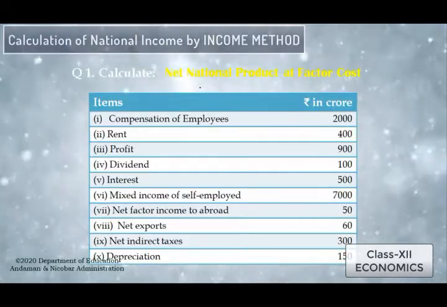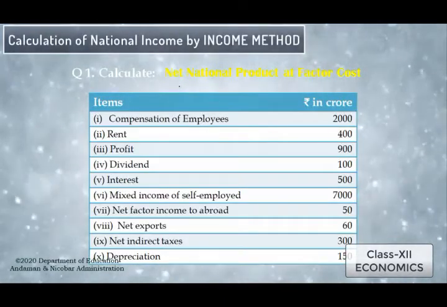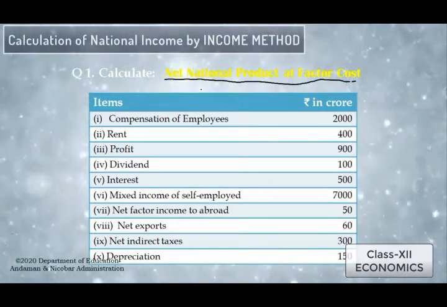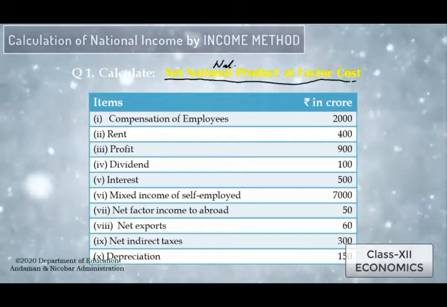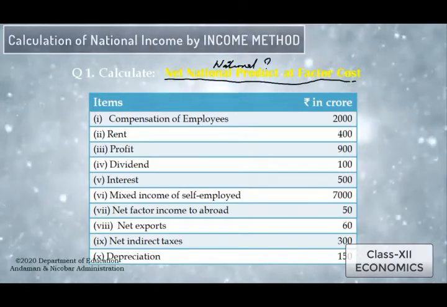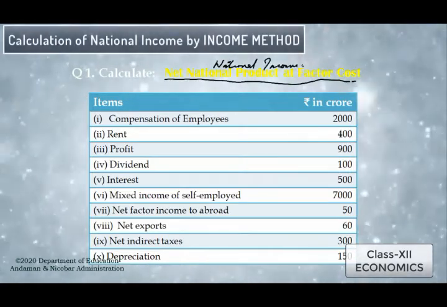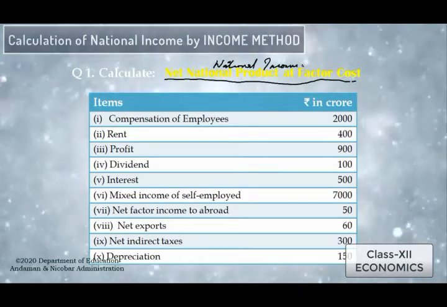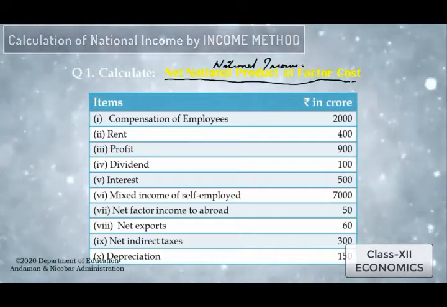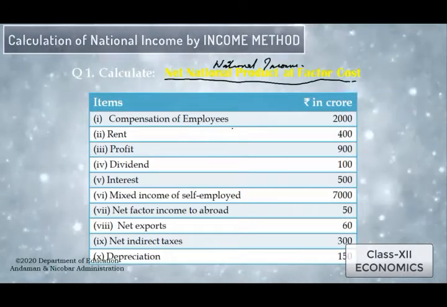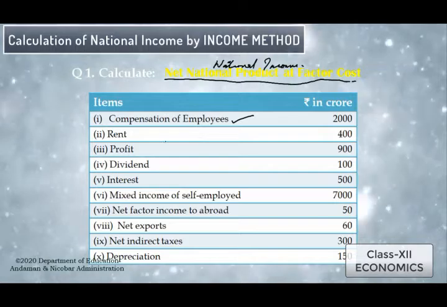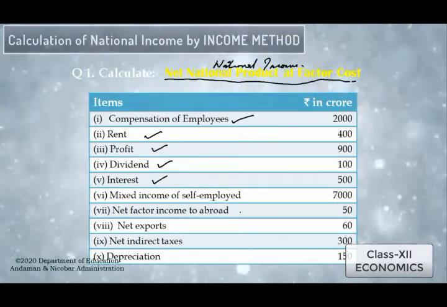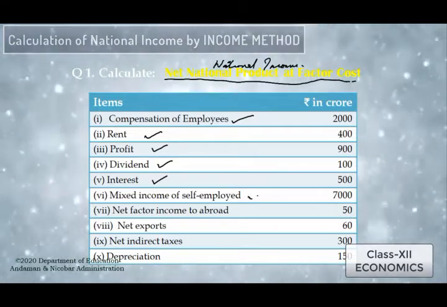Okay students, look at the question. In this question we need to find out the value of net national product at factor cost, that is the value of national income. So we need to find the value of national income from the items given in this table. First we have the value of compensation of employees, rent, profit, dividend, interest and the mixed income of self-employed.